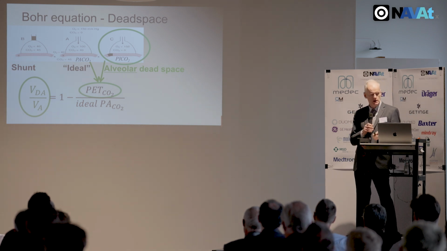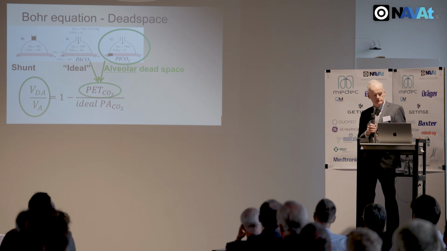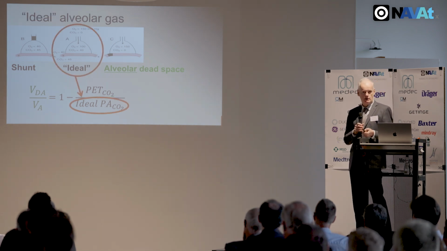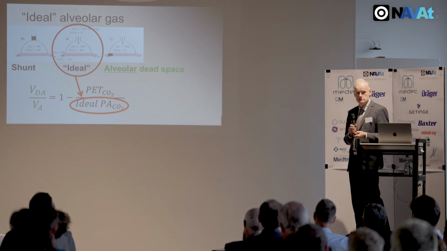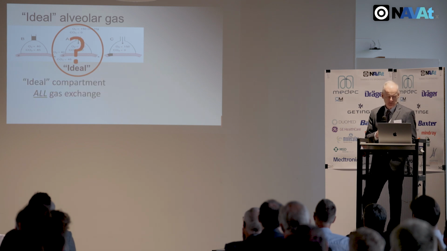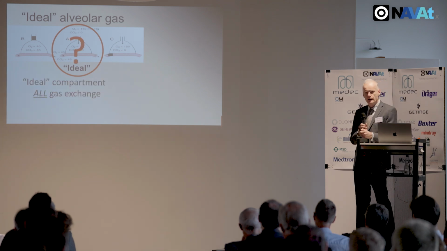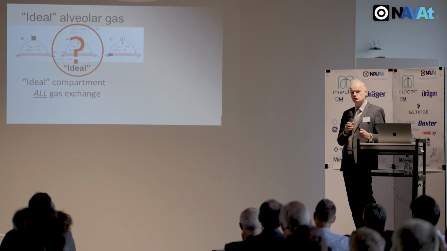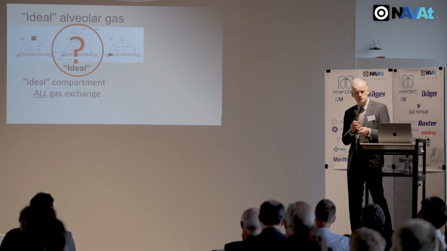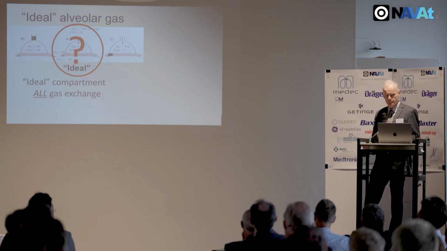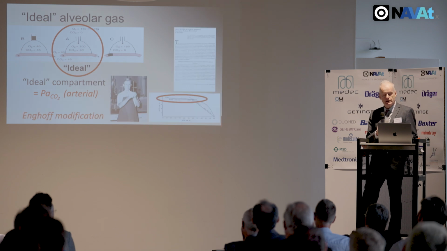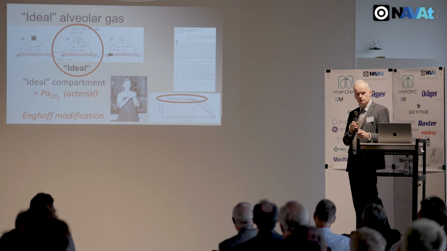So the end-tidal CO2 is the magic number. Importantly, the denominator requires us to know or offer a value for the ideal alveolar CO2 partial pressure coming from that ideal compartment in the middle. Trouble is, there's no way of knowing what's in that compartment. It's a theoretical compartment. It's an invention, and we don't know what's in there. Remember, all the gas exchanges happen in this compartment, so it's a very important compartment we've invented, but we don't know what's in there. Anyway, the Enghoff modification said just use the arterial CO2 and everything will be fine.